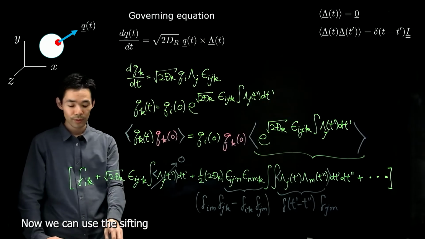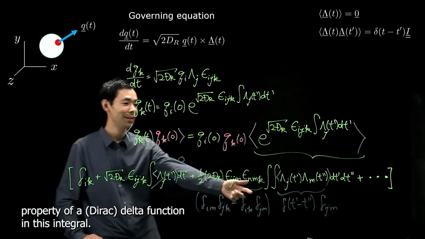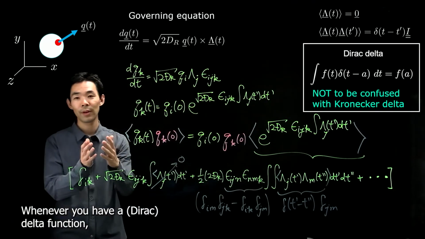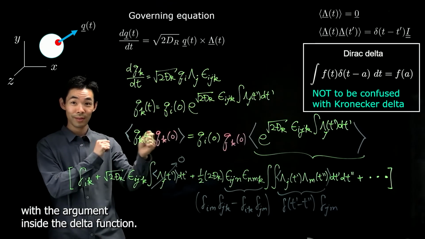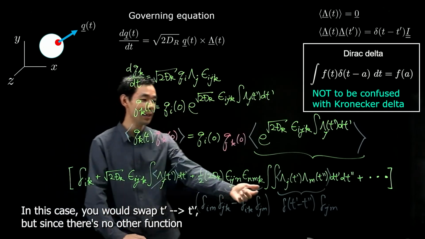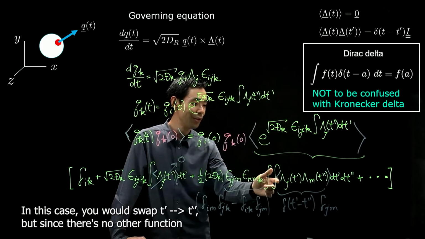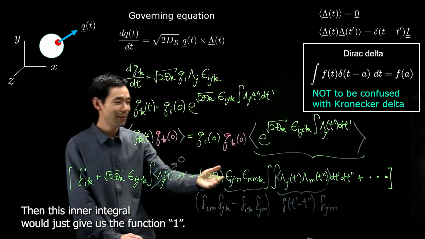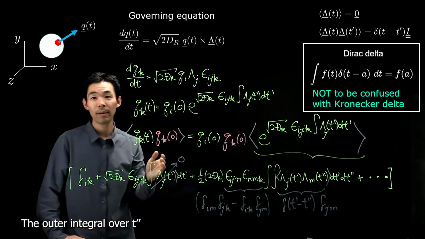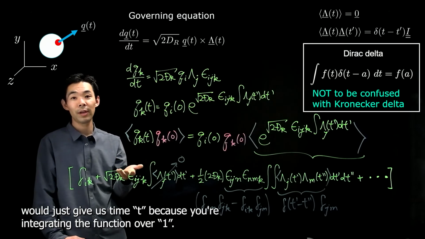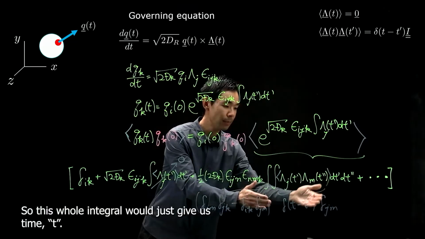So now we can use the sifting property of a delta function in this integral, right? Whenever you have a delta function, you integrate it, you swap the function that's multiplied in the integrand with the argument inside the delta function. So in this case, you would swap t prime with t double prime, but since there's no other function multiplying it, it's just the function 1. So then this inner integral will just give us the function 1. This outer integral over t double prime would just give us time t, because you're integrating the function 1 over dt. So this whole integral will just give us time t.